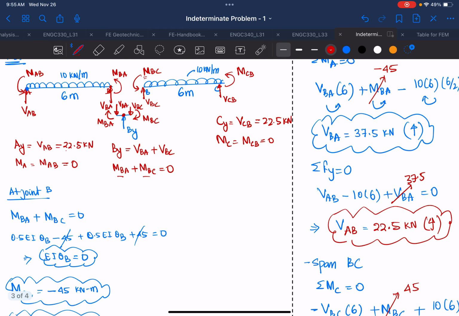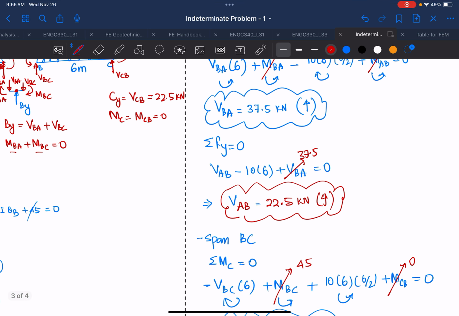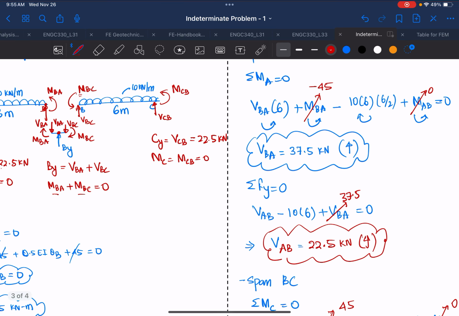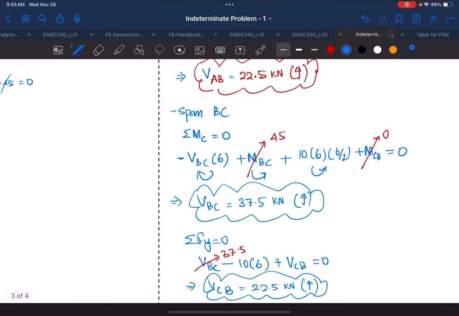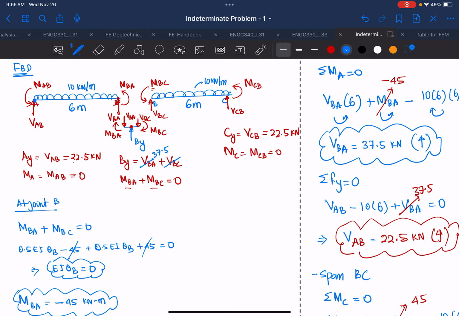MBA, we already defined MBA, and BY will be the summation of VBA and VBC. So VBA will be 37.5, and then VBC is 37.5. So finally you'll find that it will be 75.